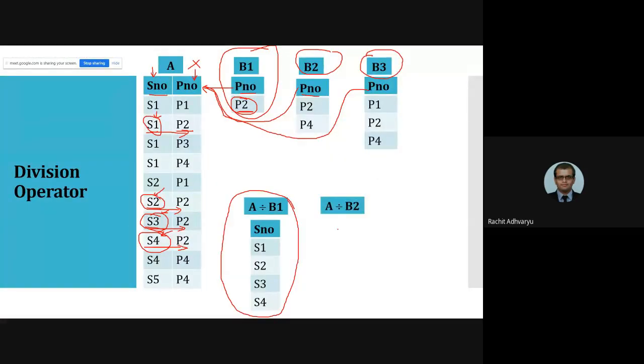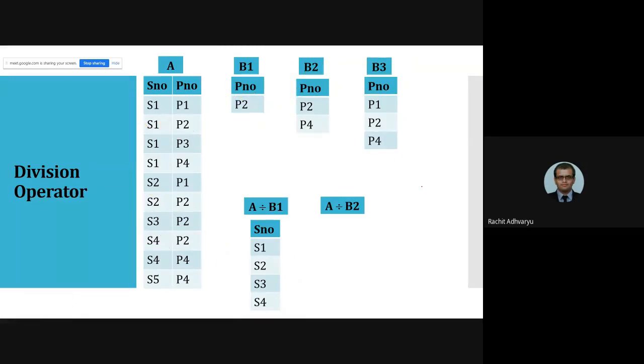So let me go to the next one. Give me the answer for this one: A divided by B2. Everyone, give me the answer for A divided by B2. I'm just removing all the highlights, so it's quite clear. What would be the answer of A divided by B2? So B2 is this and A is this one. So give me the answer for A divided by B2.